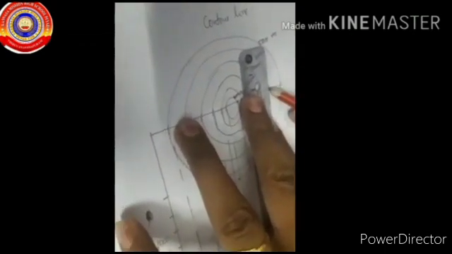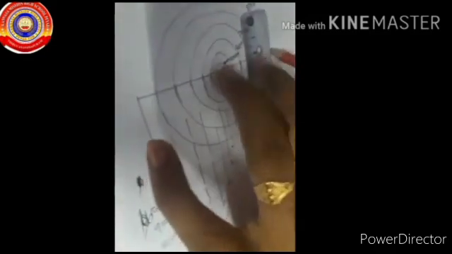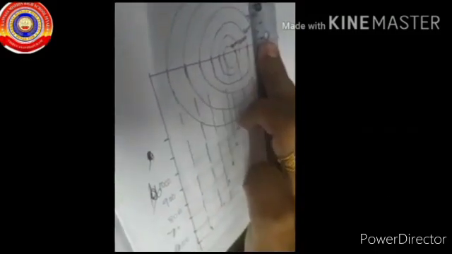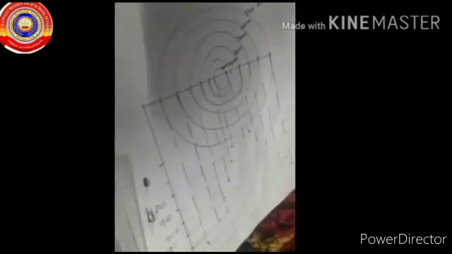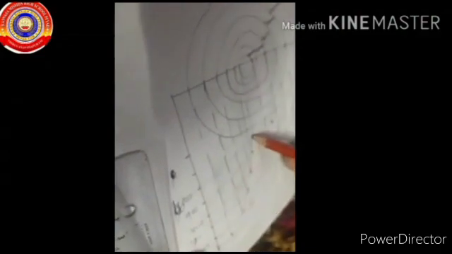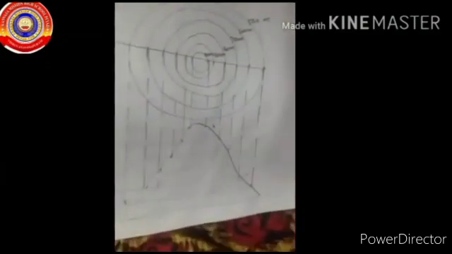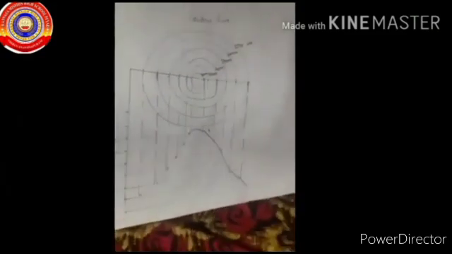Join equal values on both y-axes using narrow lines. Draw vertical lines from the points where contours cut across AB. Mark the points at which these vertical lines intersect the horizontal lines. Join the points with smooth curves and shade the area using a pencil. Thus we get the shape of the landform represented by the contours.